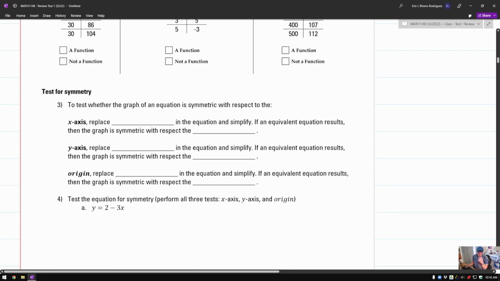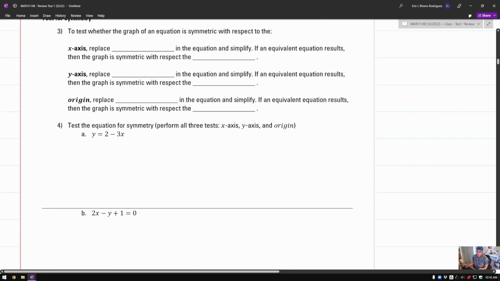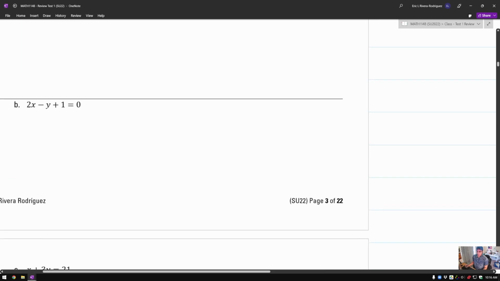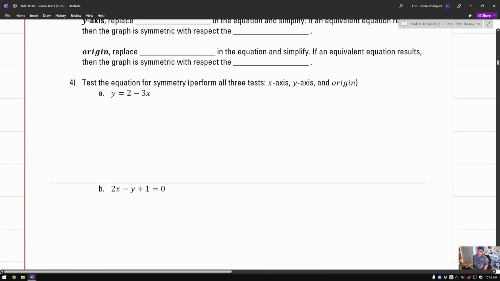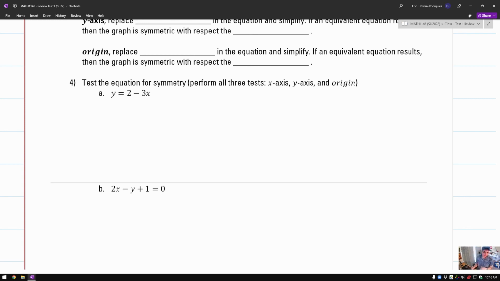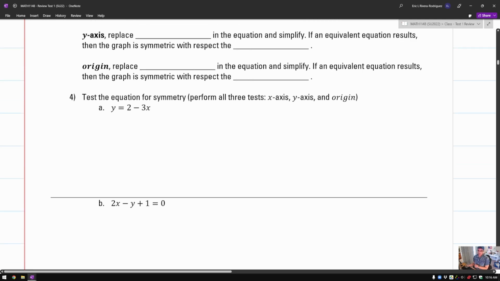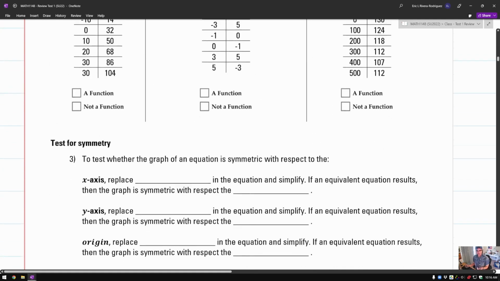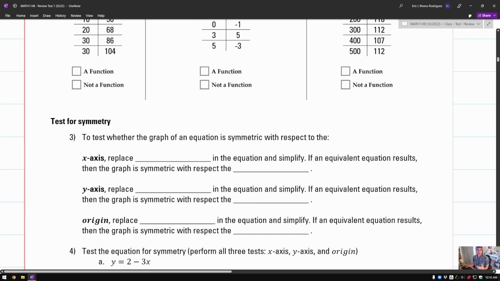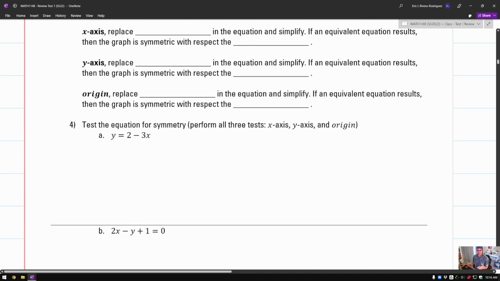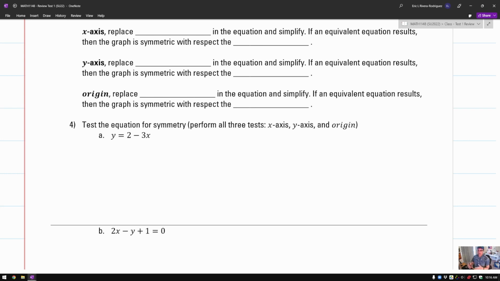On the review, the first topic that I want to review is how to test for symmetry algebraically. Okay. So we have three types of symmetry when we are working with graphs. We have the symmetry across the x-axis, the symmetry across the y-axis, or the symmetry across the origin.